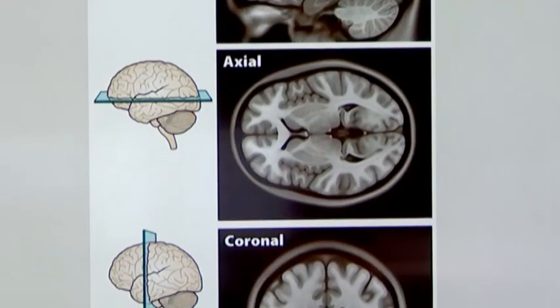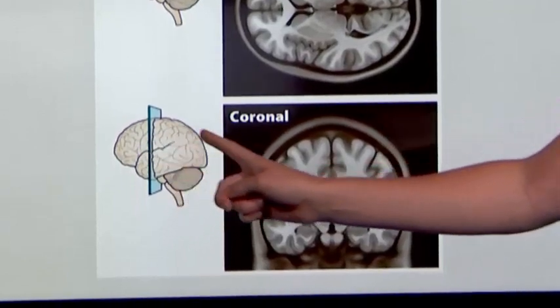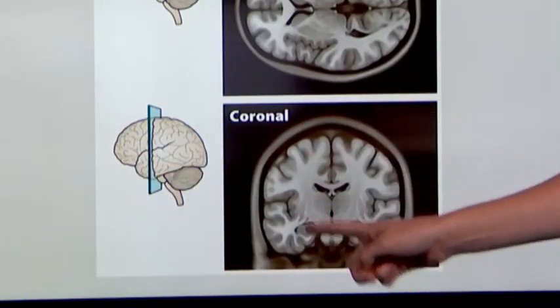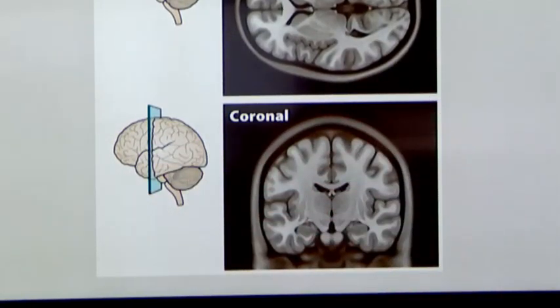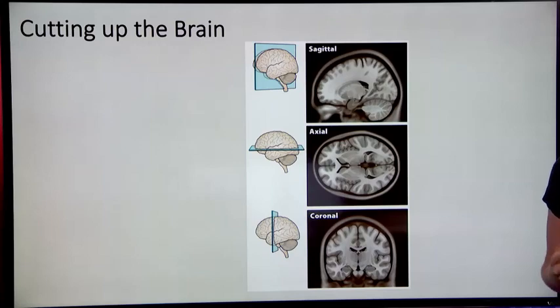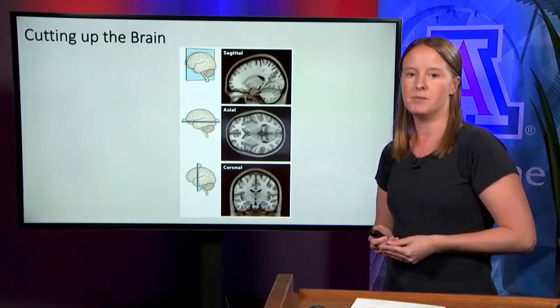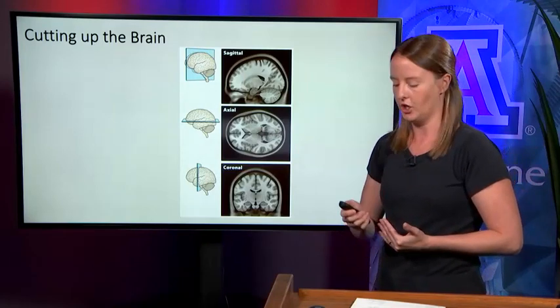Down here we have a coronal slice of the brain. This is going to separate the brain into the front and the back. And here's your typical coronal slice coming out of imaging. So it's important to be familiar with the sagittal, the axial, and the coronal slices of the brain. Again, they're going to be coming up in the course as we proceed, and that way you're always familiar with what angle of the brain you're looking at.